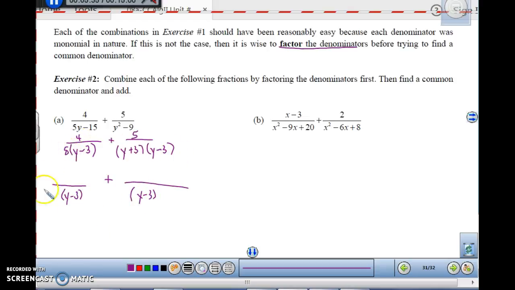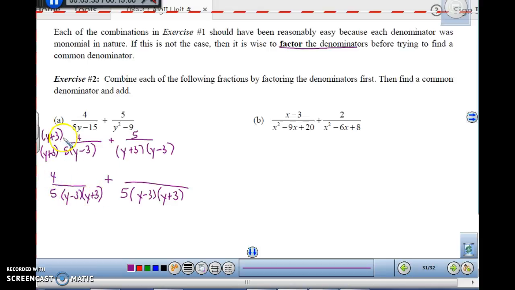All right, there's a 5 in this denominator, so 5's got to be over here. All right, now in this one we have a y plus 3, so y plus 3 has to be over here as well. So this is my common denominator, 5 times y minus 3 times y plus 3. Okay, now that I know what my common denominator is supposed to be, I need to look at here. I have this denominator as 5 times y minus 3. What's missing? It would be y plus 3, so I have to multiply here by y plus 3, top and bottom.